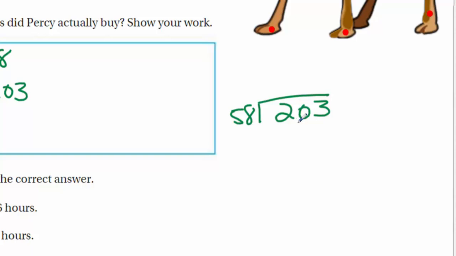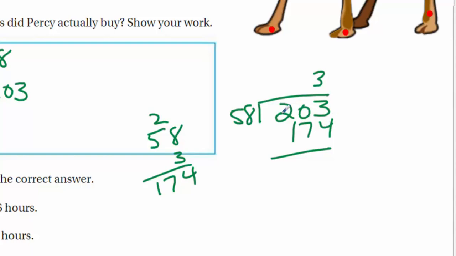Okay, so 58 is not going to go into 20, it's going to go into 203, but how many times? Well, we already determined that it's about 4, but since this divisor is larger than 50, I'm going to have to say 3. We're going to have to back off 1, because when we were figuring the estimate, we were bringing this all the way down to 50. Looks like 174. A lot of regrouping I need to do here. So we end up with 29 left over.